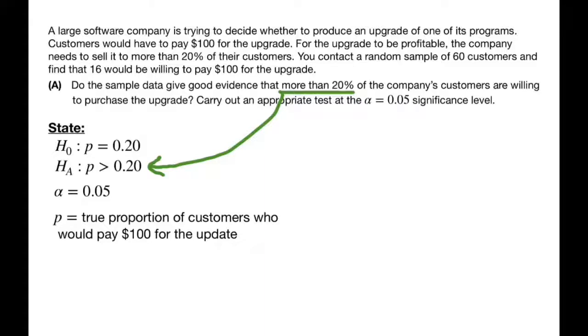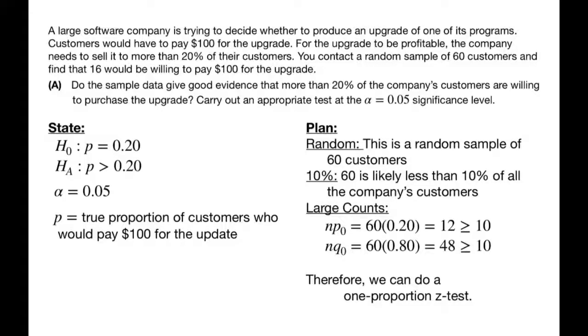Our alpha level or our significance level is going to be 0.05. And the P is equal to the true proportion of customers who would pay $100 for the update. On the AP Statistics test, it's important that you have all three of these elements, especially your hypotheses and your parameter defined in context.